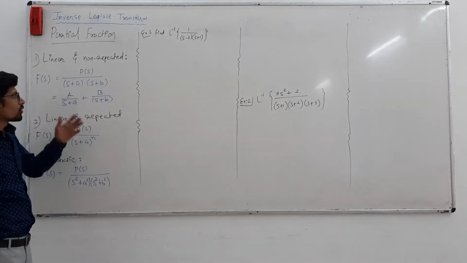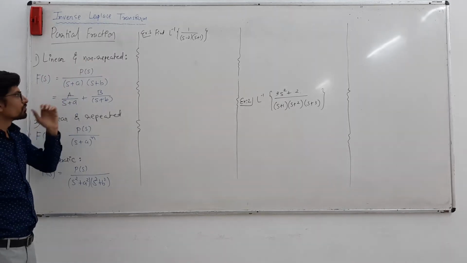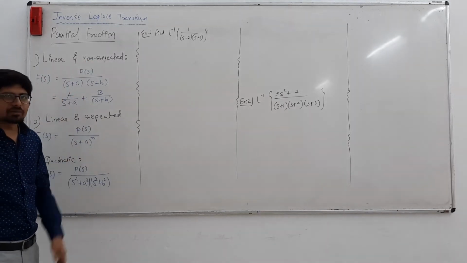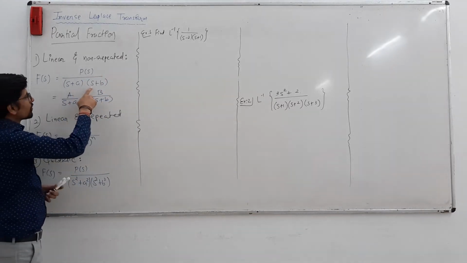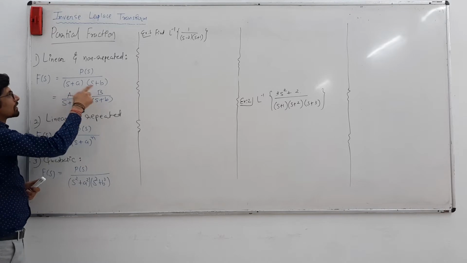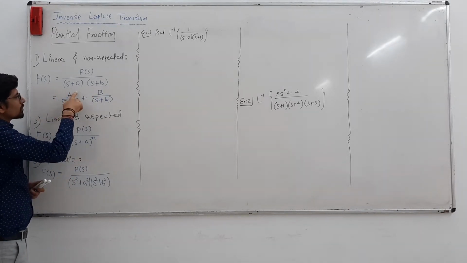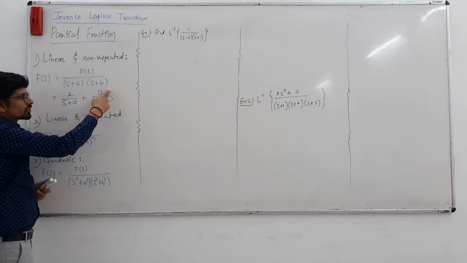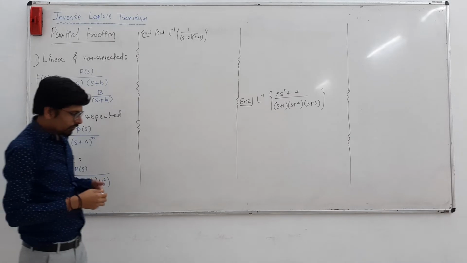In today's lecture we are going to discuss linear case 1, that is linear and non-repeated terms, and we are going to discuss two examples in that case. Whenever we have this kind of example, linear and non-repeated terms, we will write F(s) equal to some constant upon the first factor, some constant upon another factor, and continue. Let us have the first example.